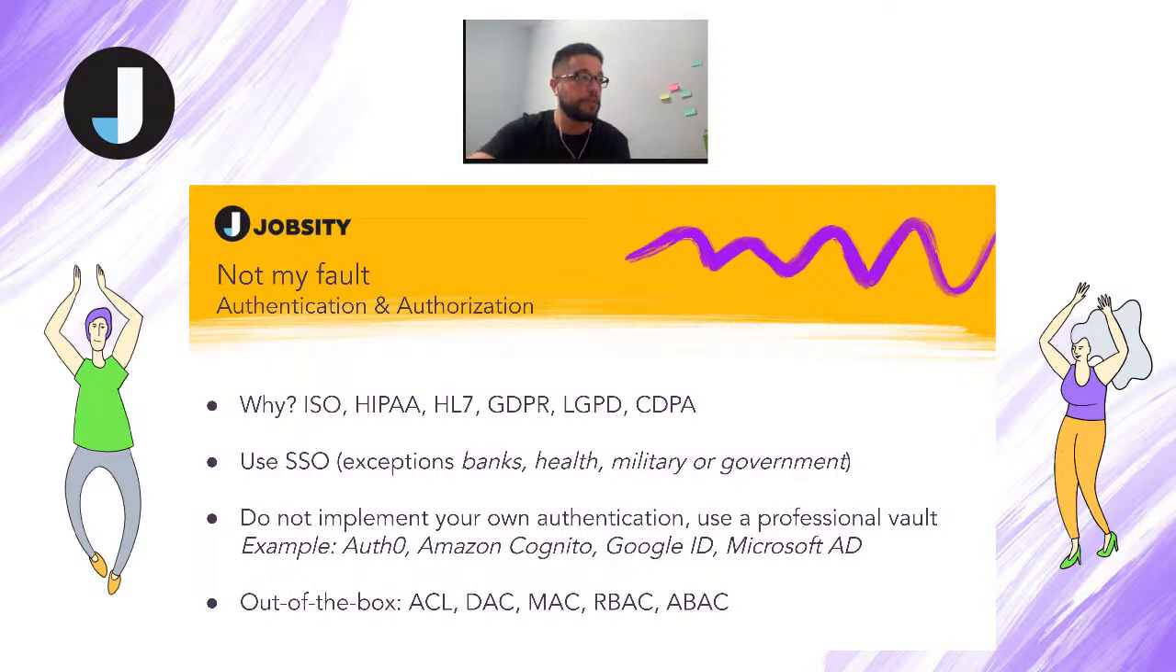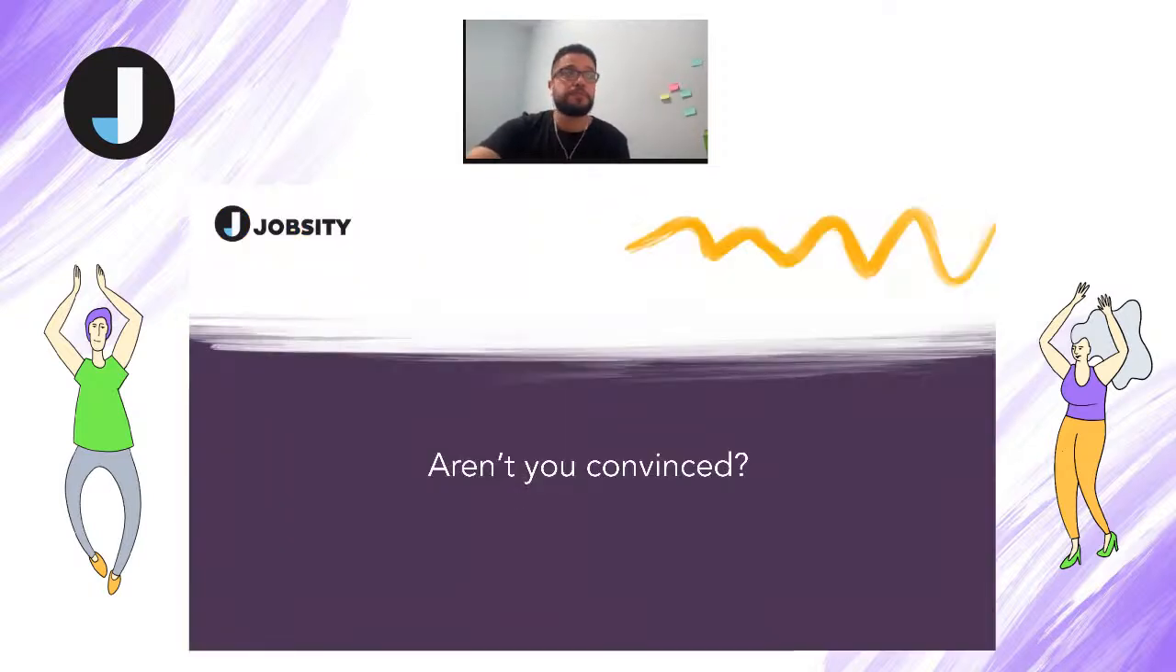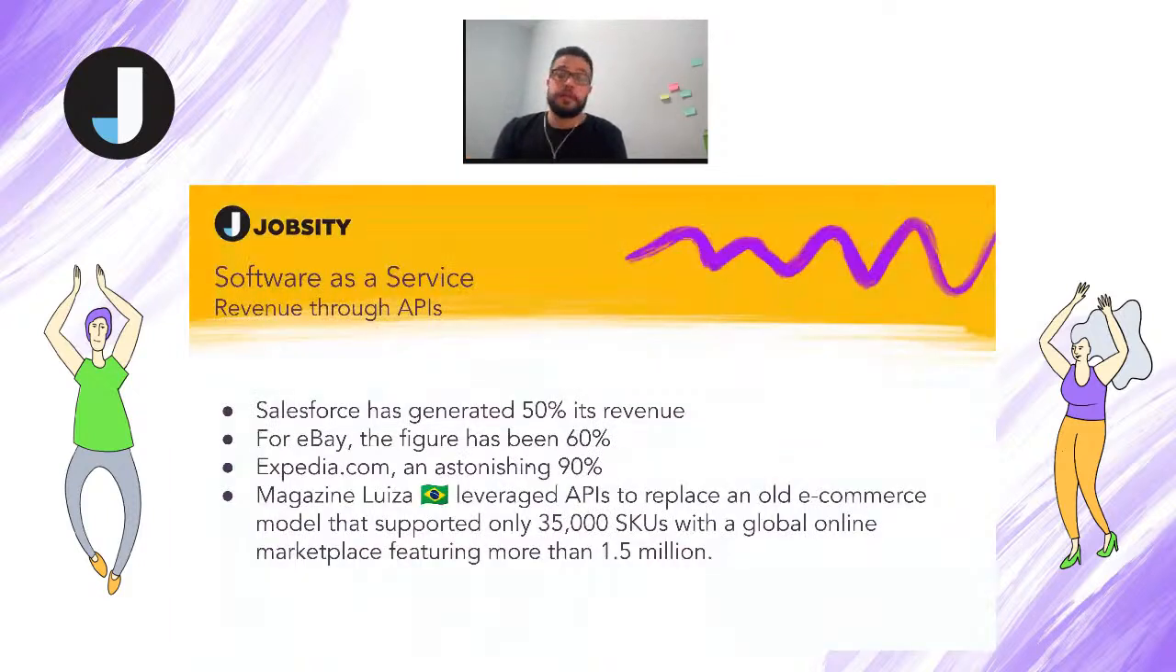Okay? And if you're not convinced, I discovered this recently when I was reading the Apigee documentation. Apigee was acquired by Google, and it's a way of monetizing your API and providing it as a service. Salesforce made 50% of its revenue last year from APIs, which is astonishing. And eBay made 60%. How do they do this?